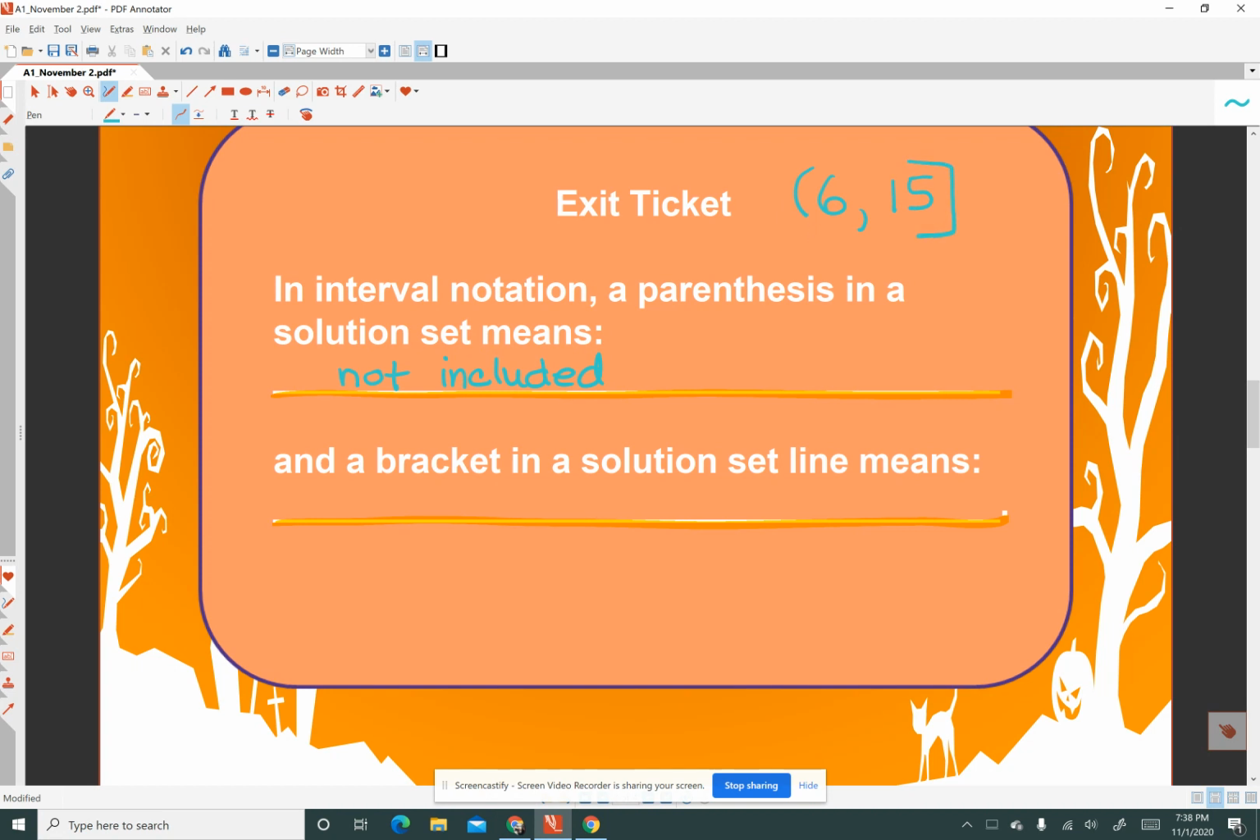So anything greater than 6 would be included. But it does mean that 15 would be included. A bracket in a solution set means included. So included in the solution. And this is included in the solution.